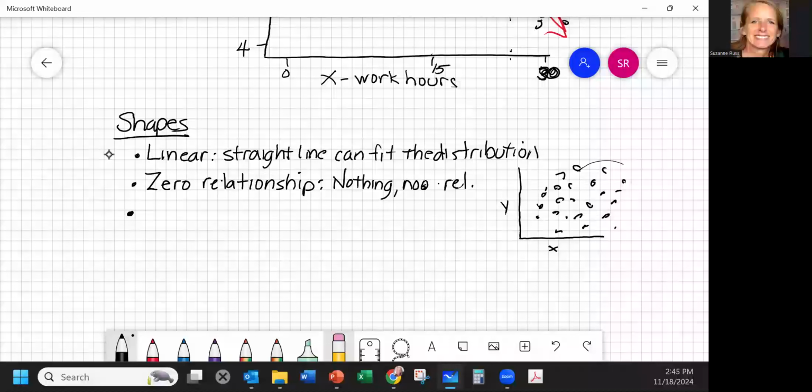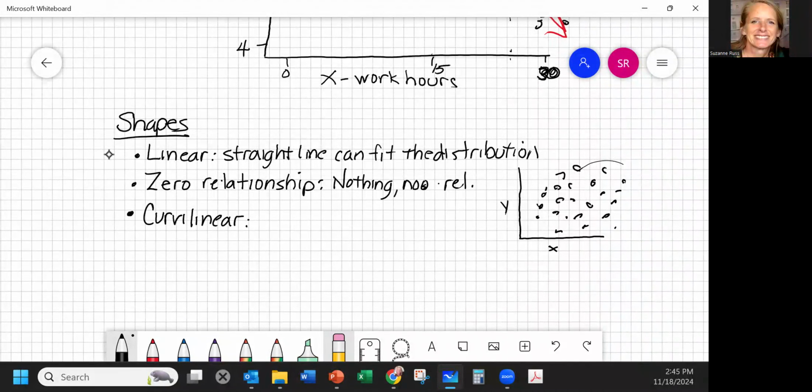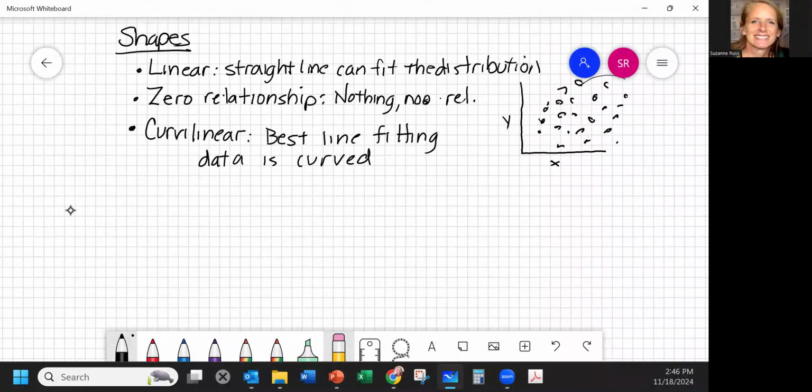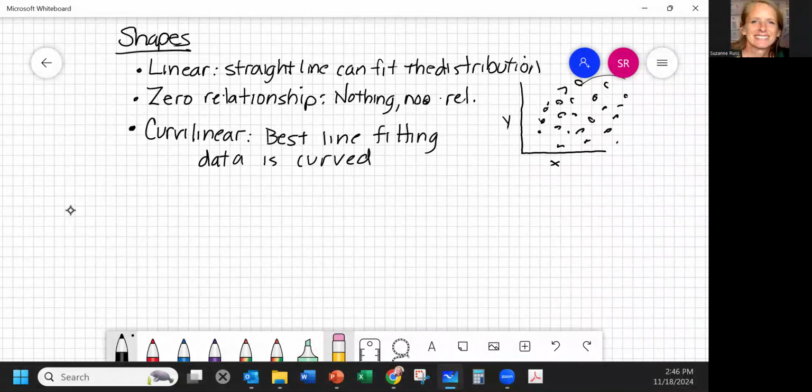But we can also have something called a curvilinear relationship. And that means that the best line that fits the data is curved. There are many different ways this can appear, and I'm going to give you just one example, like arousal and performance, which is a typical curvilinear relationship.